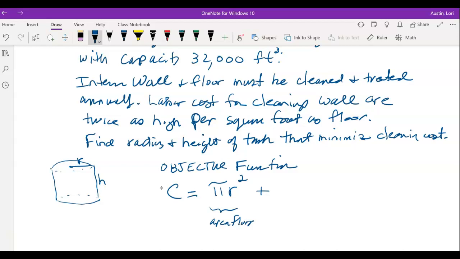So now we got to figure out the walls. Before we do the walls, tell me right away, what do you know about the cost of the walls? Twice as expensive as the floors, right? Because it says here, cleaning the walls is twice as high as the floor. So what are we going to do? We're going to start by putting a big number 2 out front. So when you go to do the cost of the wall, you're going to start with 2 times.